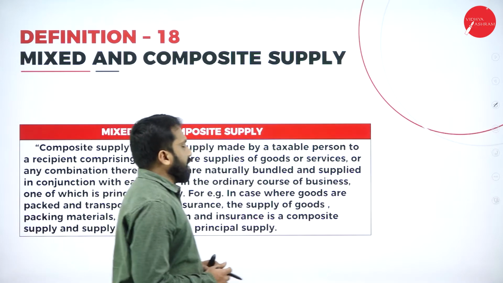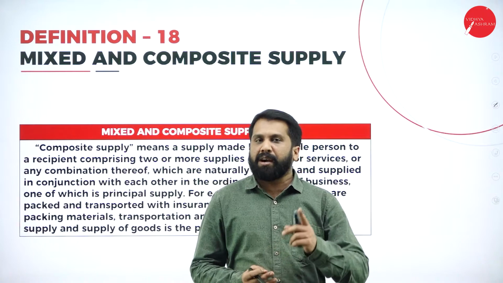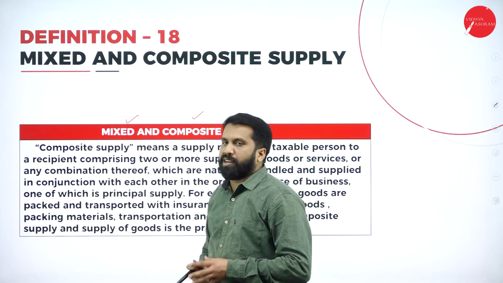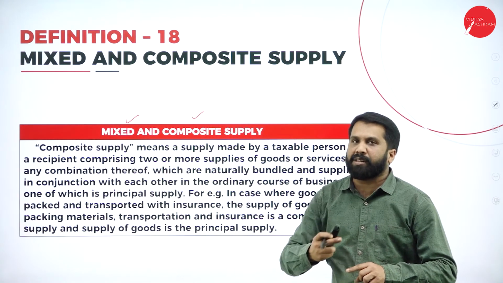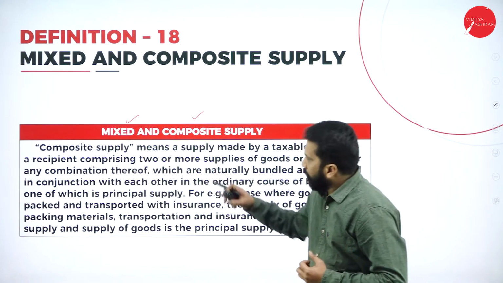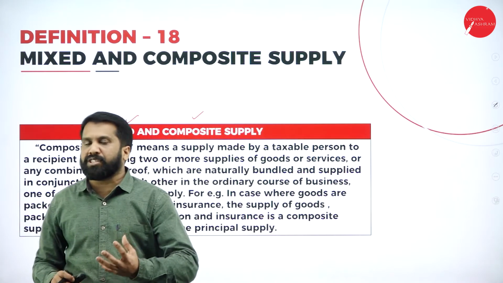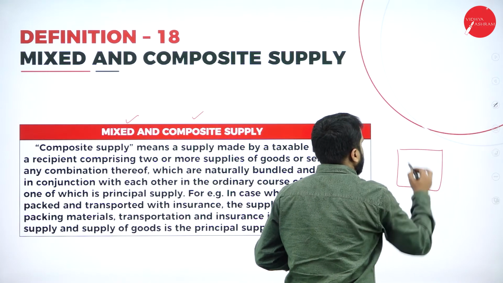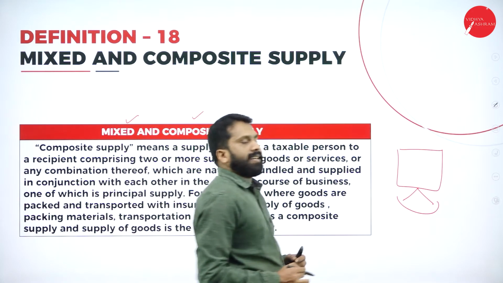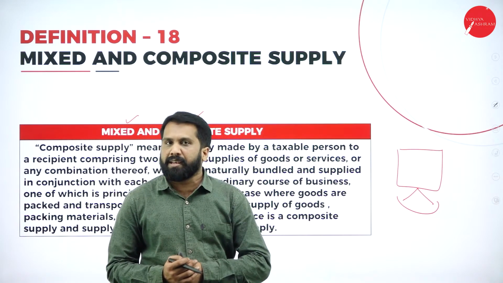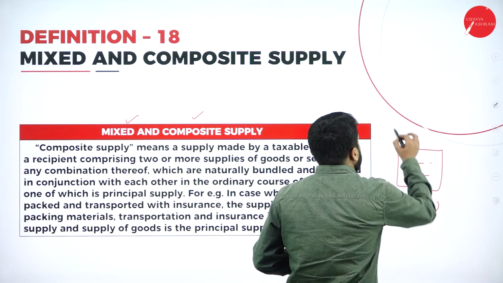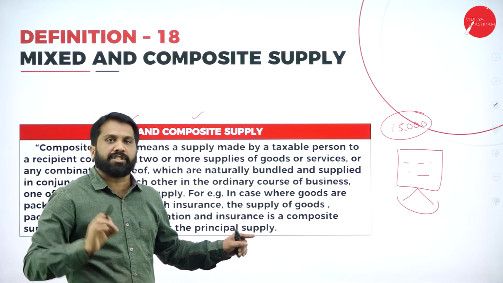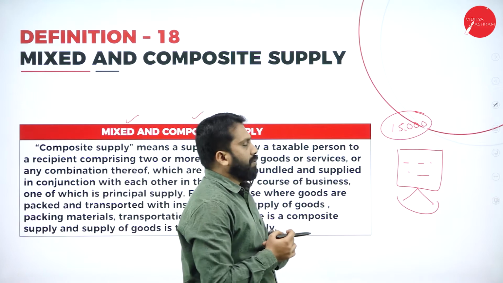The next one, we call it composite supply. We have two things. One is composite, another one is mixed supply. First we'll talk about composite supply. Later we'll come back to mixed supply. I can give you the best example for this. Just assume that you want to purchase a desktop. What is the price normally? Normally, the price comes to 15,000. I'm not talking about a laptop, I'm talking about a desktop.